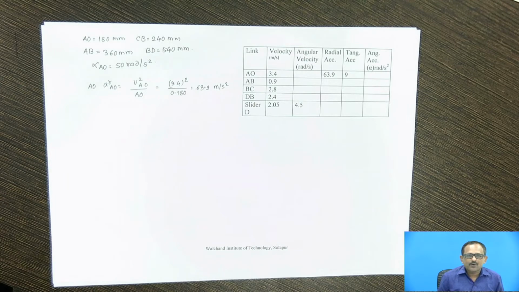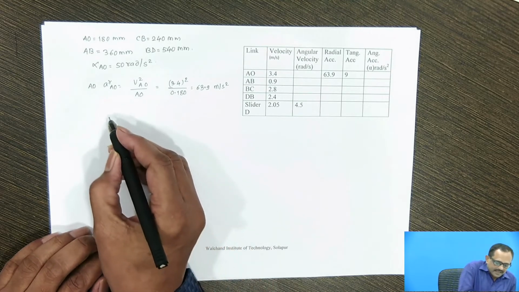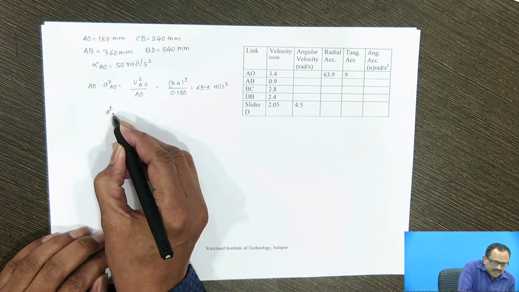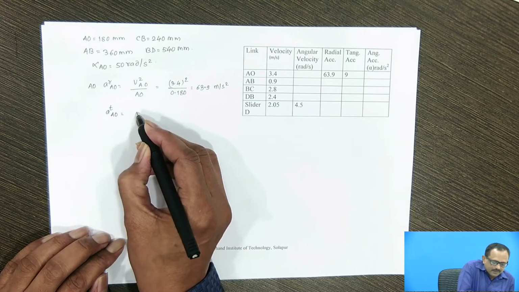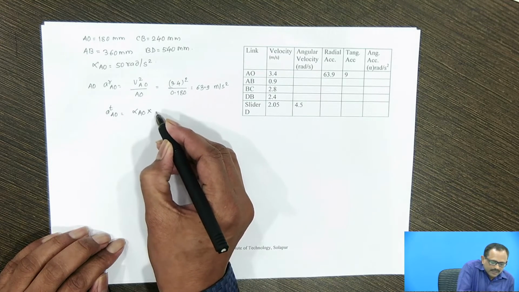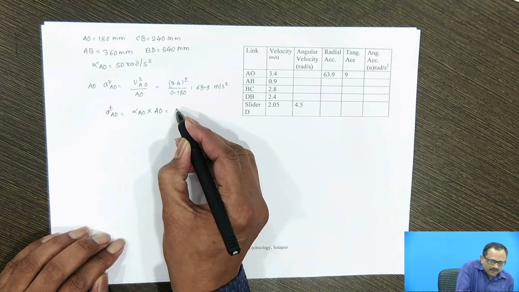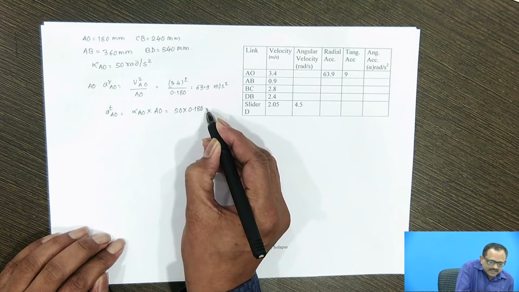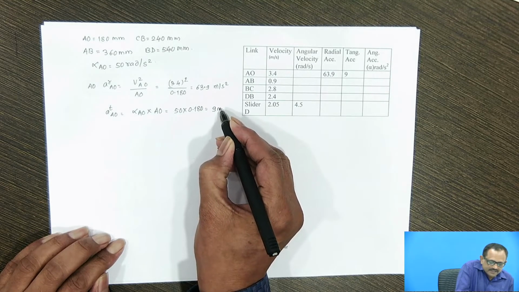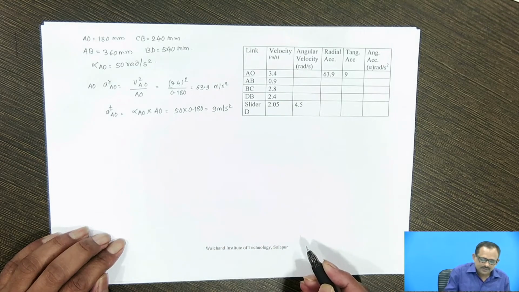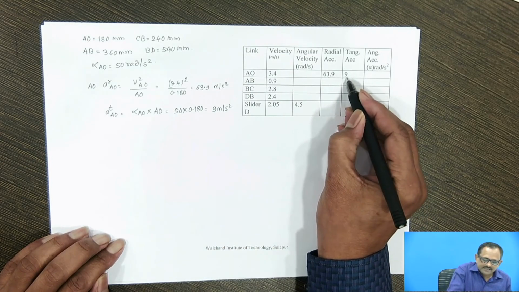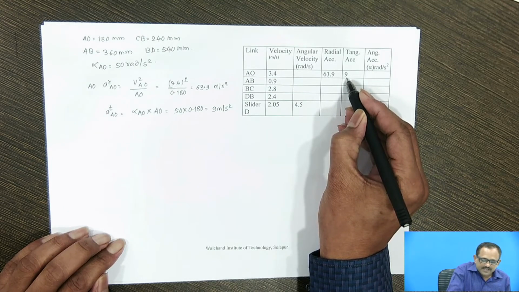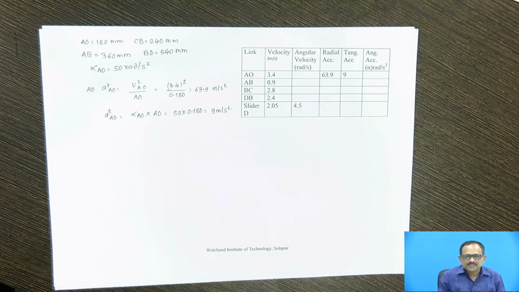Similarly, link AO has an angular acceleration of 50 radians per second square. Therefore, its tangential acceleration is given by alpha AO into link length AO. Alpha is 50 and link length AO is 0.18 meter, so the tangential acceleration is 9 meters per second square. So, the radial acceleration is 63.9 and the tangential acceleration is 9 meters per second square.